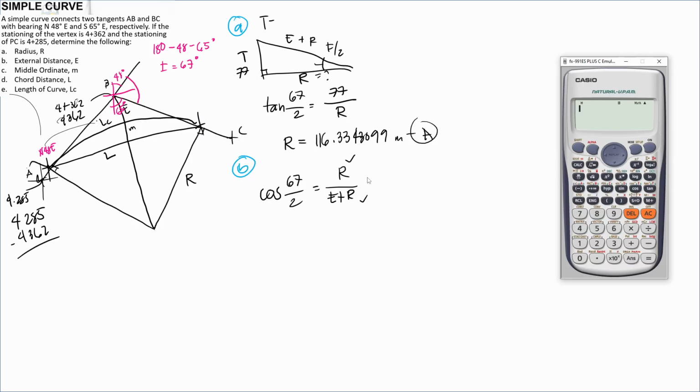So, sa calculator ko, cosine 67 over 2. Shift solve na lang natin siya. Alpha A over alpha A plus X. So, shift solve. So, yung A natin is yung radius. So, okay na tayo dyan. Solve for X equals 23 meters. So, E is equals to 23.1743691 meters. So, store ko naman siya kay B. Shift, store B. Yan. C.